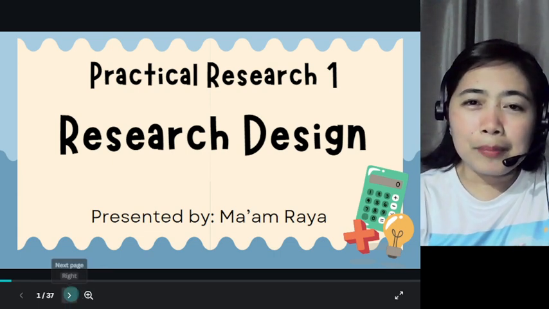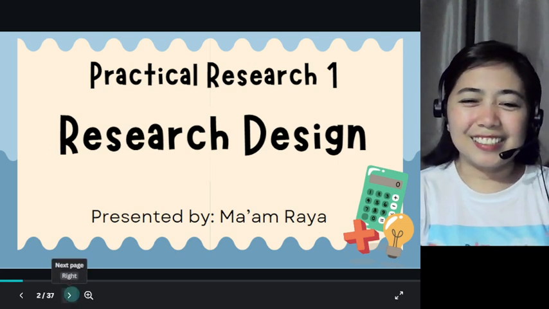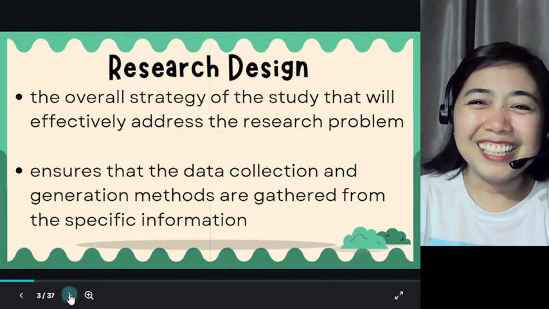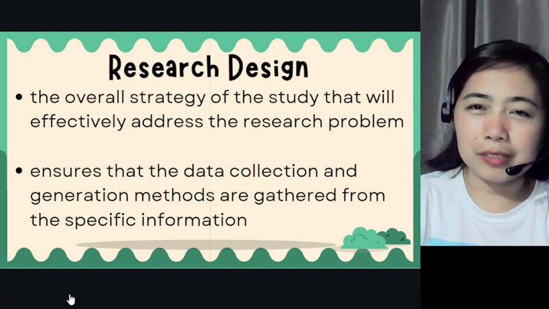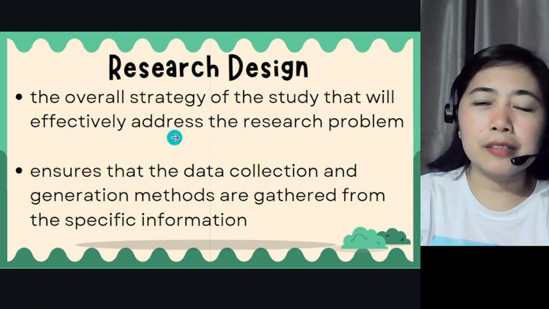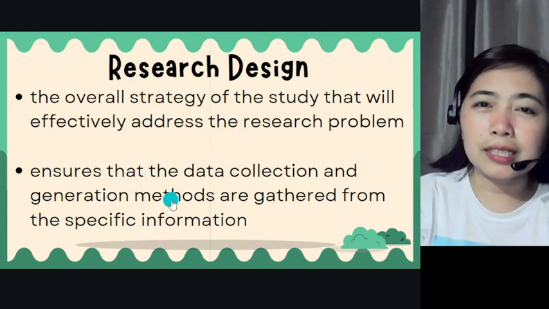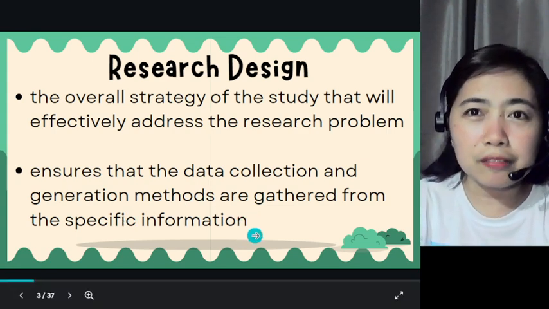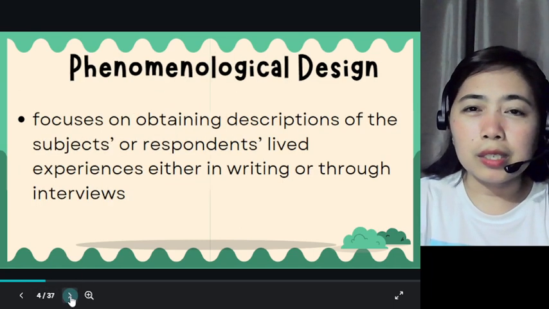So we'll start with the first one we have here for our research design discussion. To have an overview about the research design, it is the overall strategy of the study that will effectively address the research problem. Research design also ensures that the data collection and generation methods are gathered from the specific information. So that's how helpful the research design is in your study.